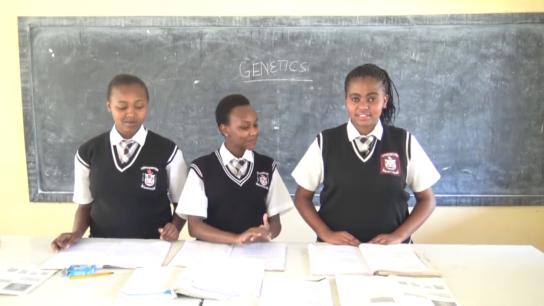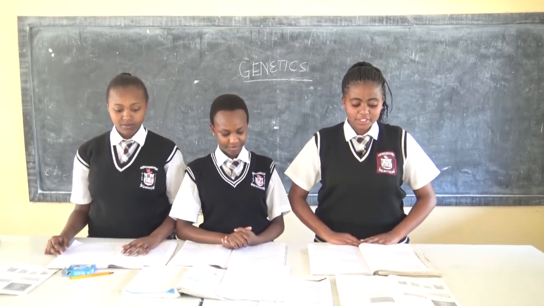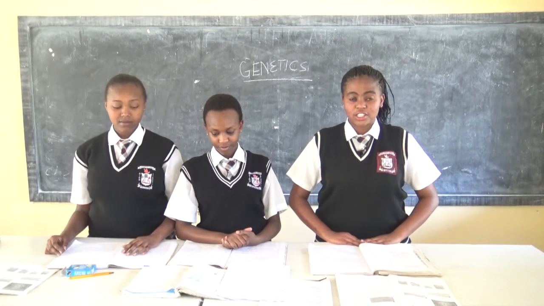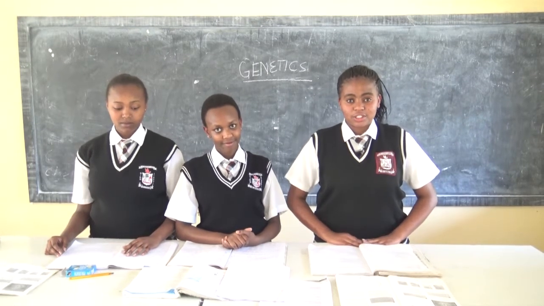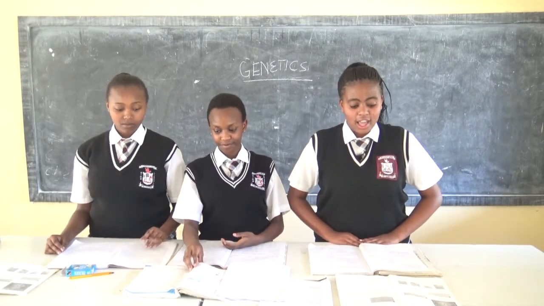Today we will be discussing genetics. Genetics is the study of inheritance and variation. Variation refers to the observable differences among living organisms. There are two types of variation, discontinuous and continuous. Discontinuous variation is where the differences between two organisms are distinct and there are no intermediates.